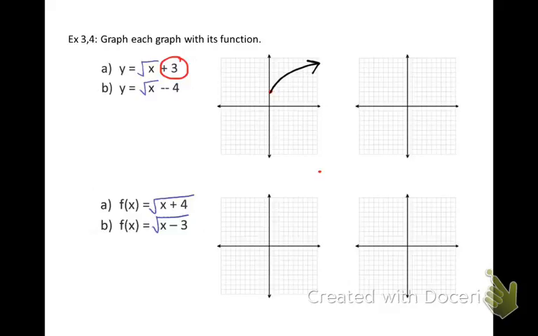On number B, there's a double minus. That's supposed to be minus. Okay, so it starts at 0, 0, but it says minus 4 on here. So I'm going to go down 4 this time. 1, 2, 3, 4.